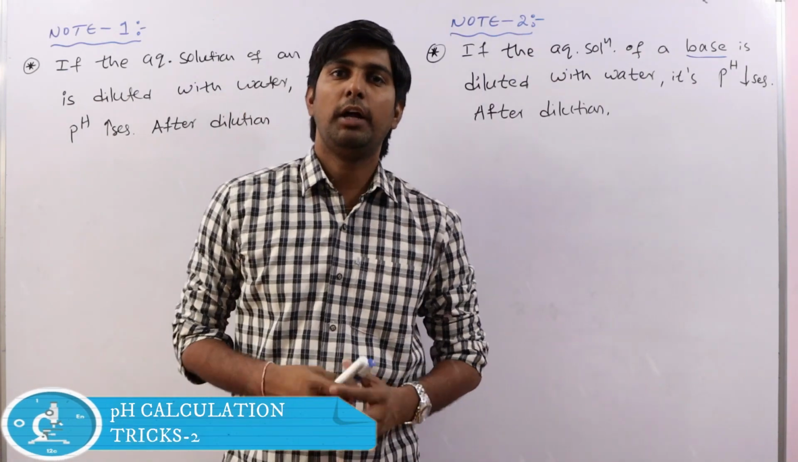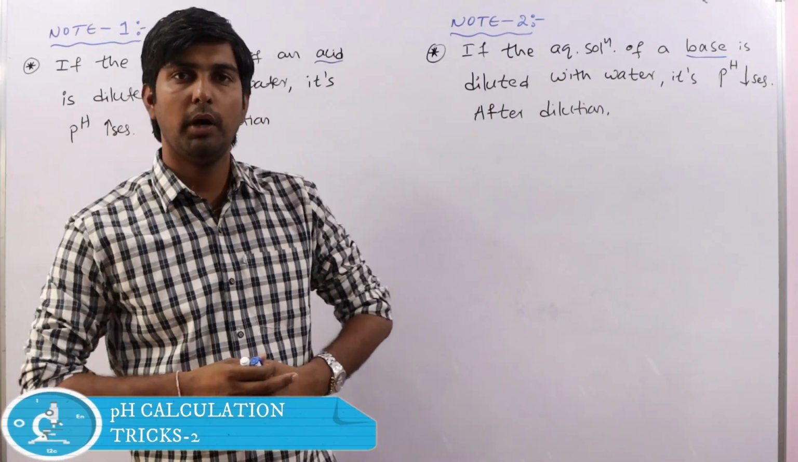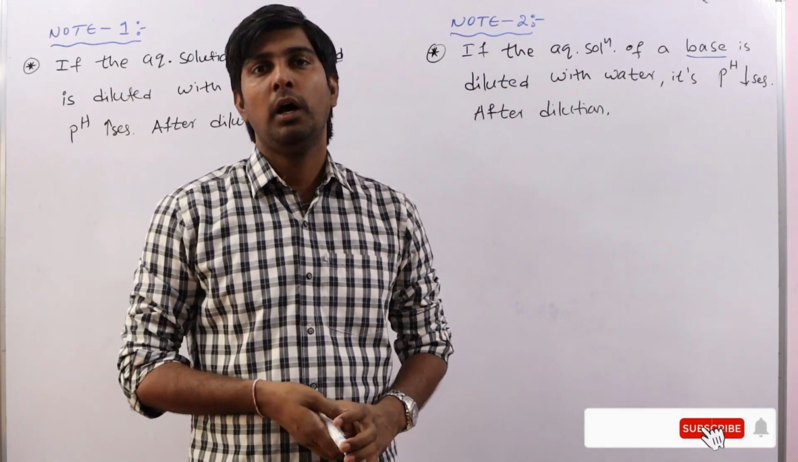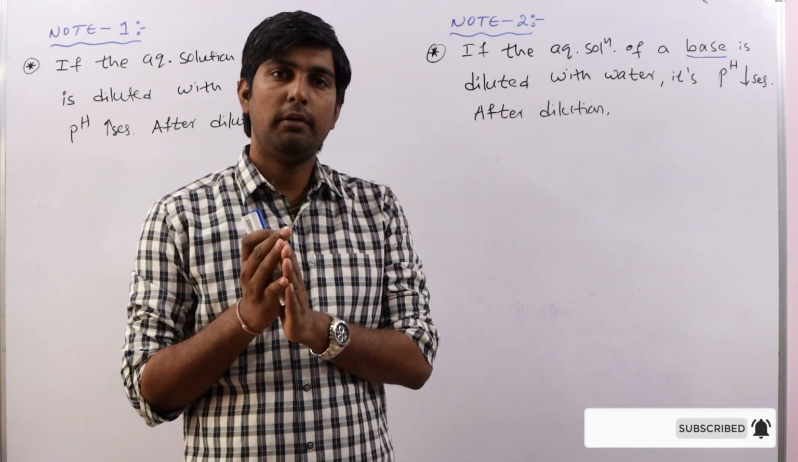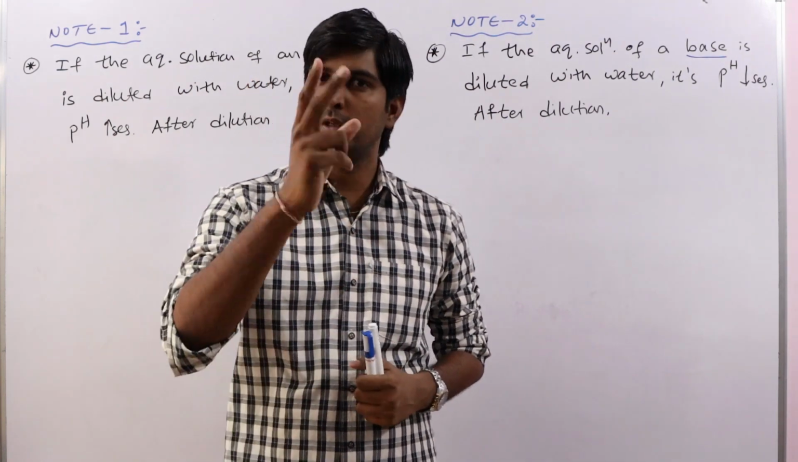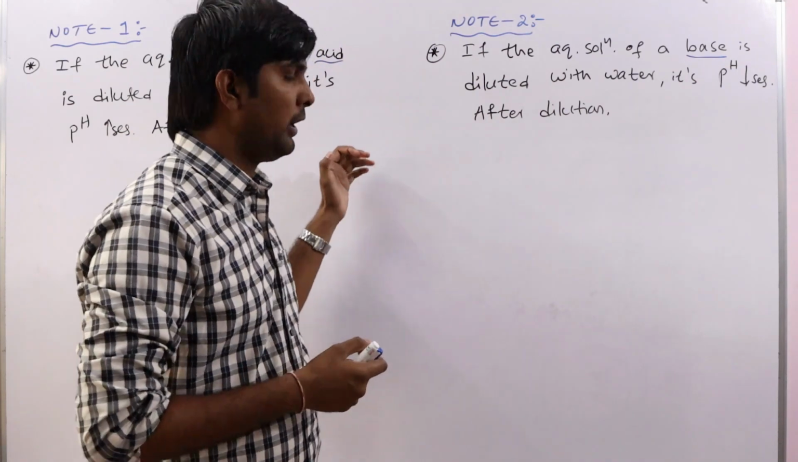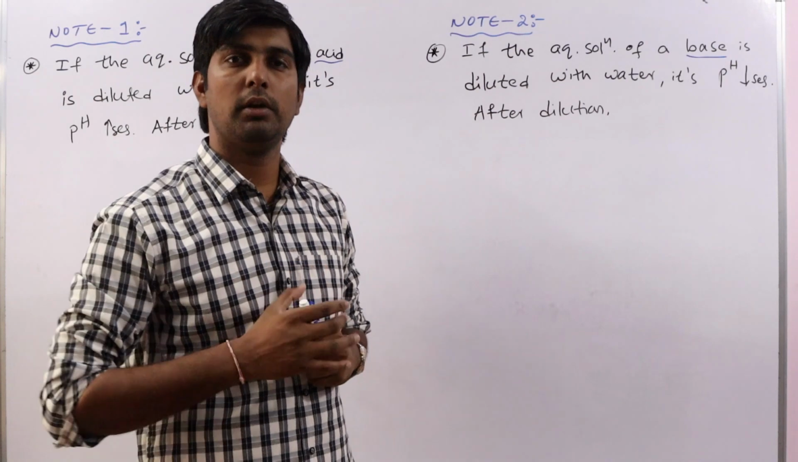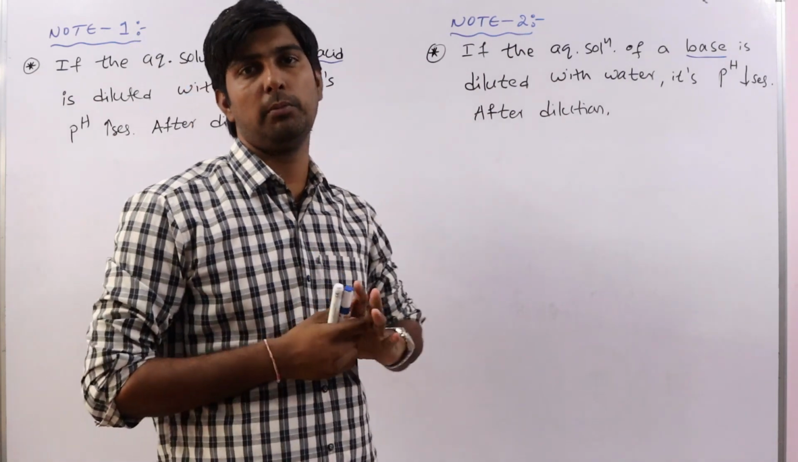In this lecture, we are going to discuss two very important direct formulas to calculate the change in the pH of an acid solution when diluted. How to calculate the new pH by using a formula? We get the answer in two steps. And when a base solution is diluted with water, how to calculate the new pH by using the formula?